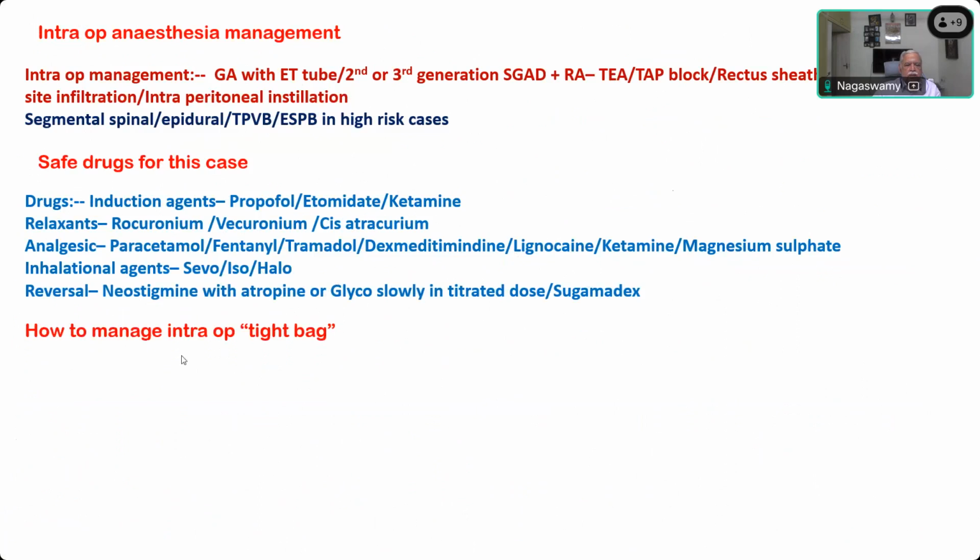How to manage an intra-op tight bag? This is a very common question that will be asked. Sir, 100% oxygen, positive pressure ventilation. The bag is already tight. You have intubated. Deepen the plane of anesthesia.